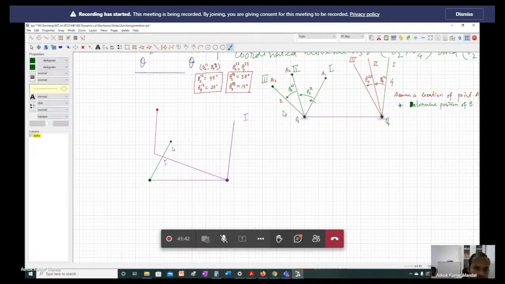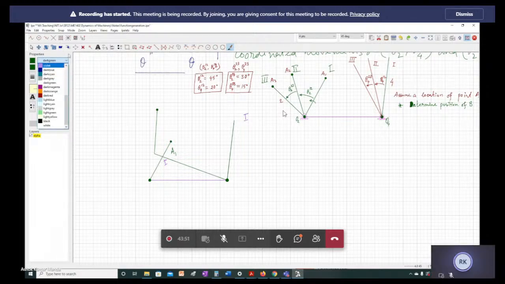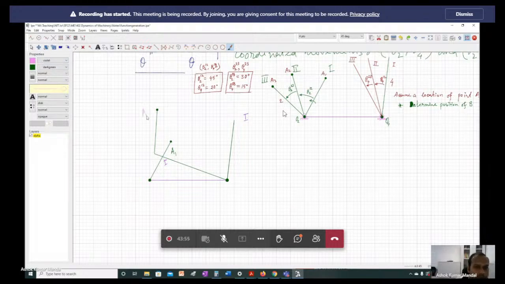This position is A1, right? And next we have, okay, let's not do that. This position is A2. Okay, this one is A2.